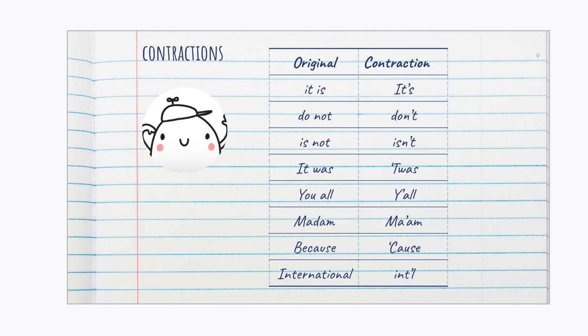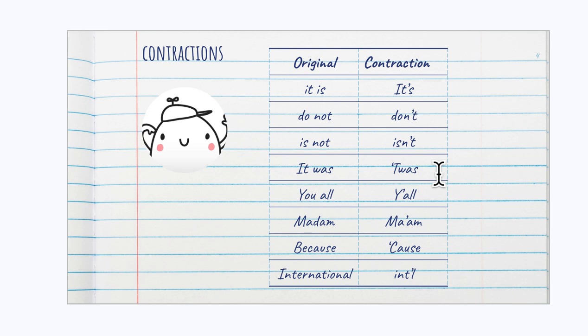So here are a list of a few common contractions. We have the contractions it's, which stands for it is, don't stands for do not, isn't for is not, and the list goes on. Haven't for have not, would've for would have, wouldn't for would not. But there's also a bunch of other contractions.